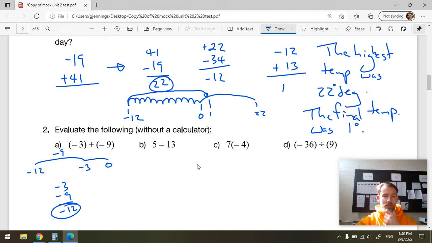Okay, so there we go. That's that one. 5 minus 13 is minus 8. I start at 5, I go backwards 13, I'm at minus 8. 7 times minus 4.